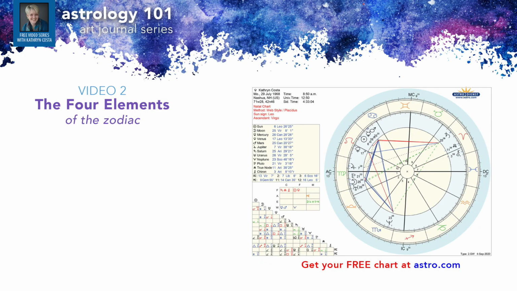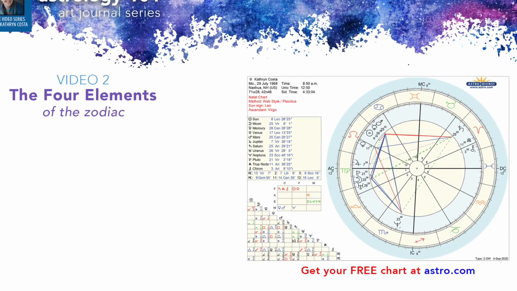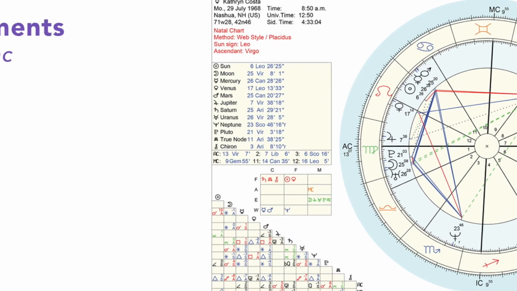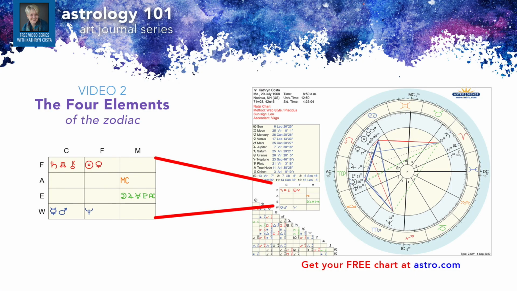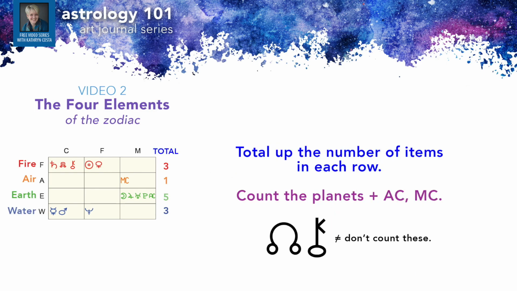Are you ready to connect the dots and see how these elements show up in your chart? Let's take a look at that together. So if you don't have a copy of your natal chart, you can head on over to astro.com to get a free chart. To the left of the big circle, your zodiac chart, is a rectangular box. And on the left, you'll see the rows are listed FAEW, for fire, air, earth, and water. So total up everything in each row.